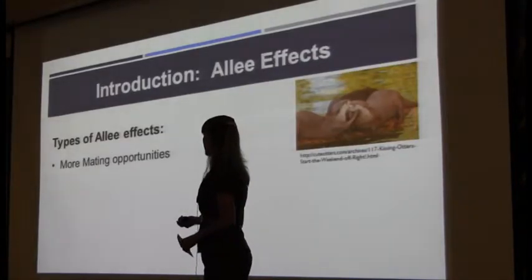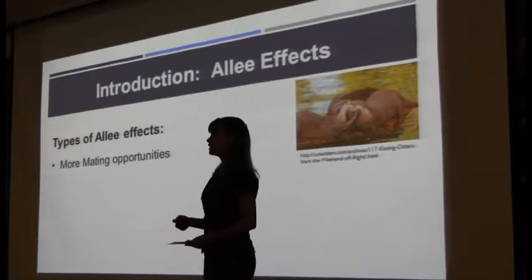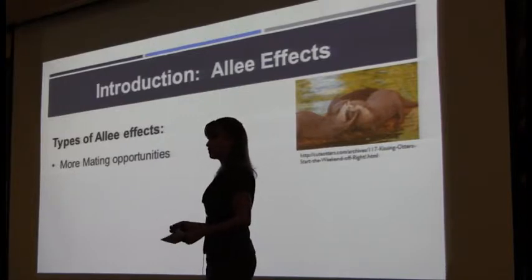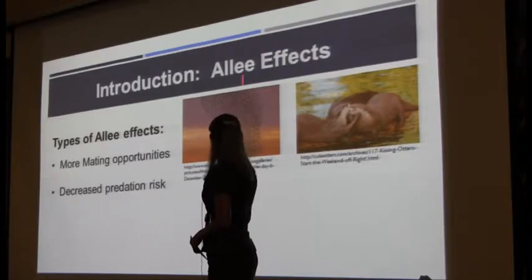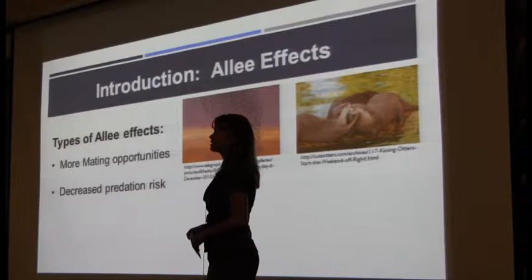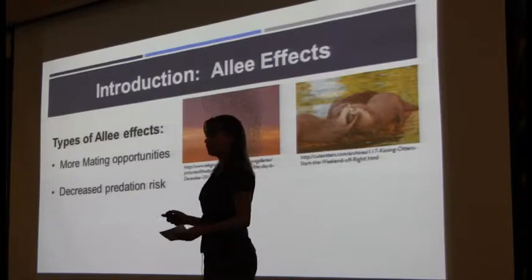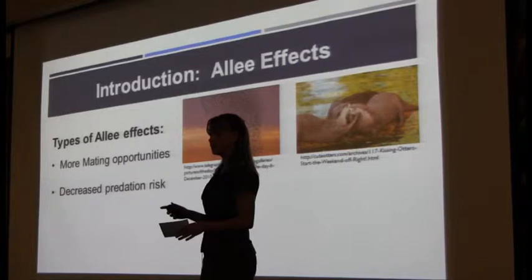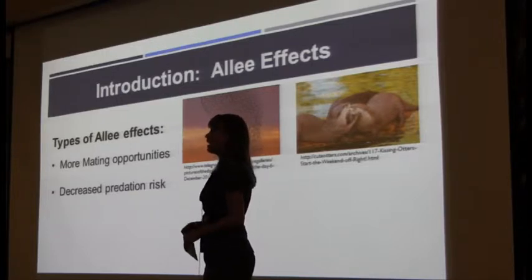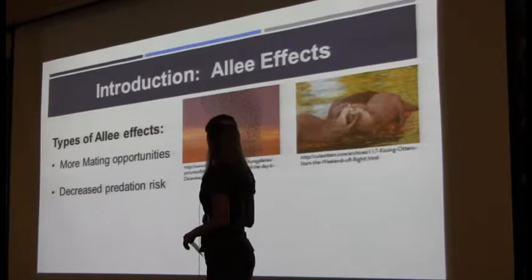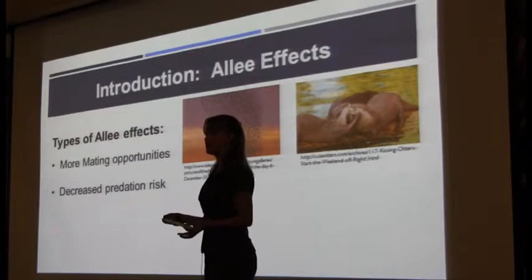So types of Allee effects are more mating opportunities, because in higher densities you have more individuals, which means you have more opportunities to mate. Also, you have decreased predation risk. For example, a study on starlings found that they feed in higher densities because it means they have more of a chance that at least one starling is watching out for predators the entire time they're feeding. And also they flock in high densities because their predator, the falcon, has a harder time seeking out a single prey.